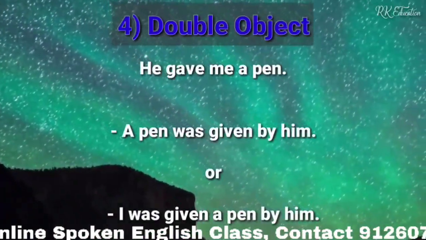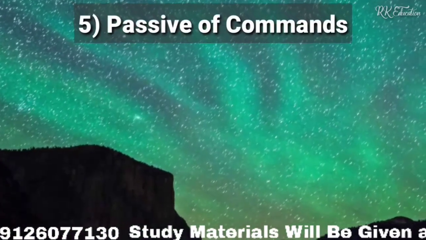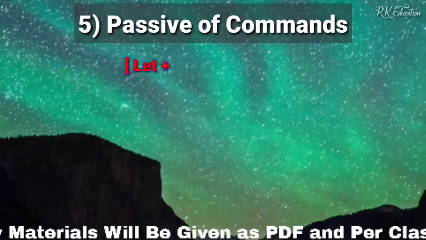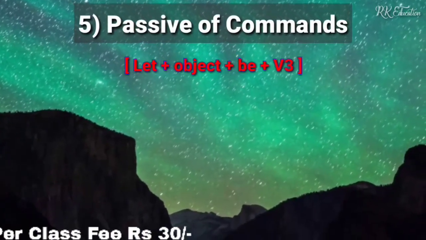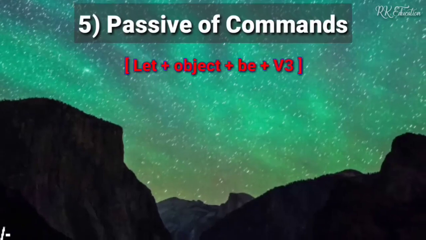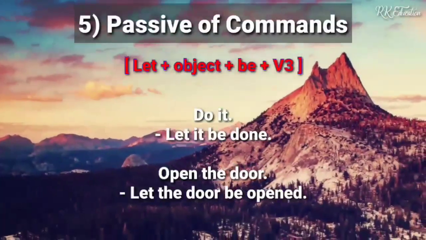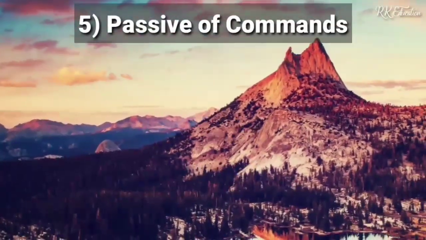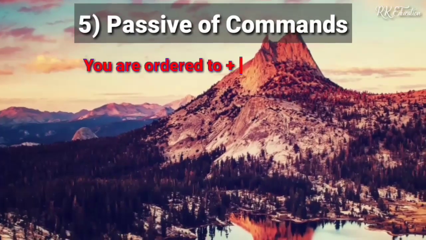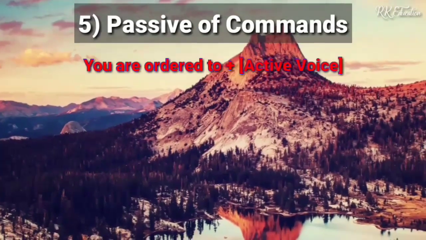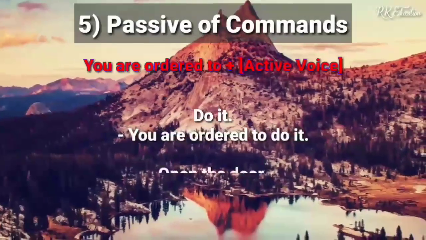So, the next rule is passive of a command. Generally, there are two types of rules of changing a command into a passive voice. The first structure is let plus object plus be plus v3. Examples: do it, let it be done. Open the door, let the door be opened. In the next structure, we have to add a complement at the beginning of the sentence. That is, you are ordered to, and then we have to add the active voice as it is. For example, do it, you are ordered to do it. Open the door, you are ordered to open the door.